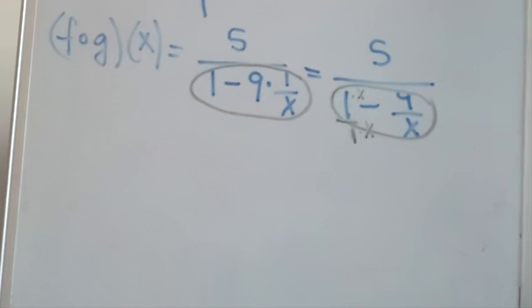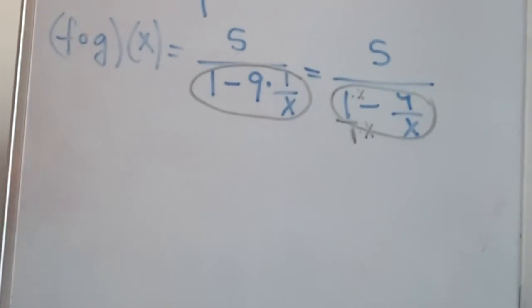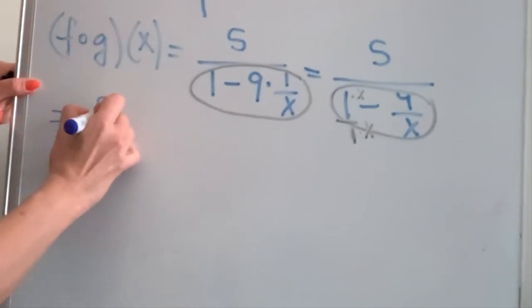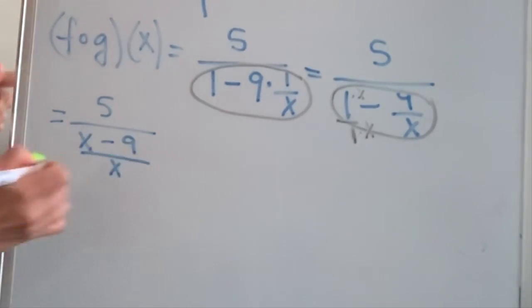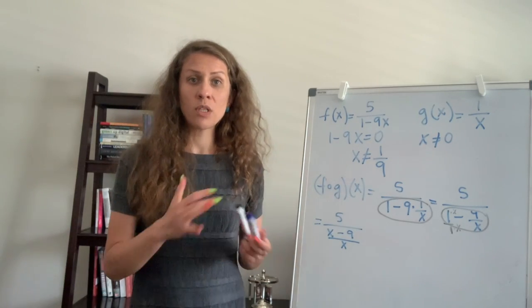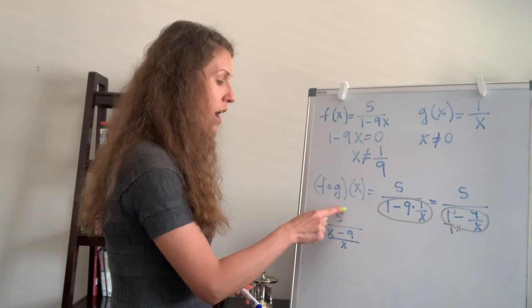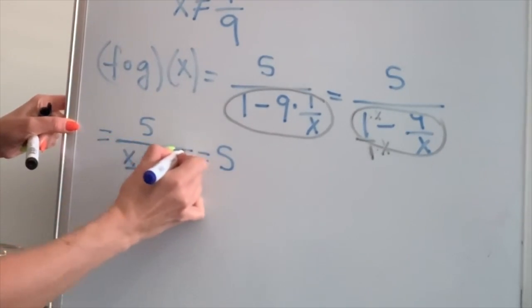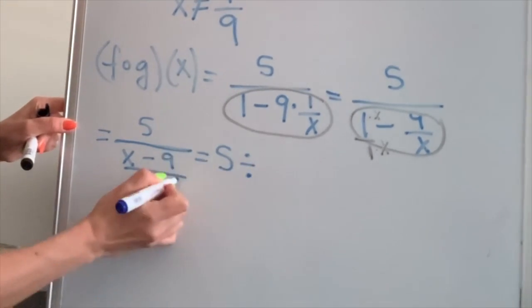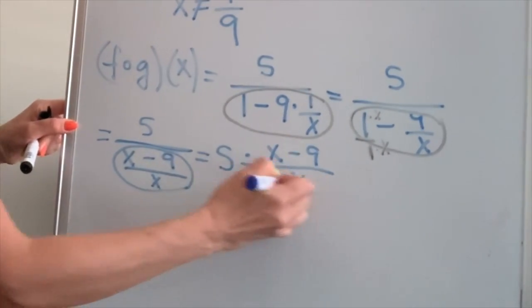Instead of 1 over 1 minus 9 over x, I now have x over x minus 9 over x. So the denominator is now x minus 9 all over x. The next thing to do to simplify this a little bit more, because this is still a three-story fraction, is I will have this 5 separately. And then instead of this fraction line, I will write divided by, and then this denominator as a separate fraction, x minus 9 over x.